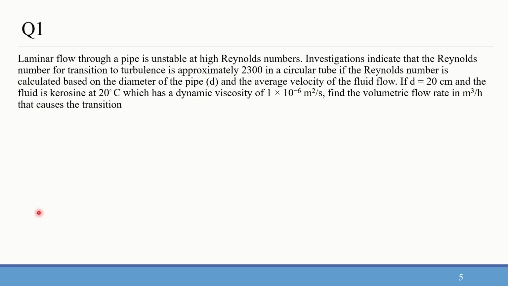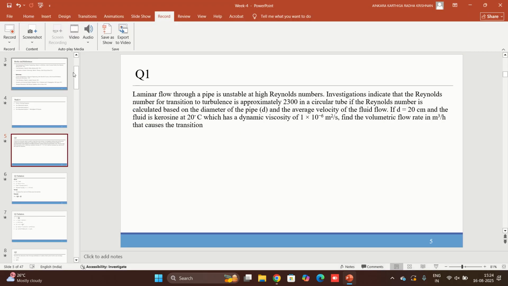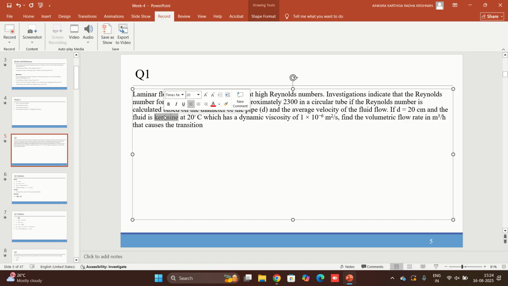What is given in the question? In the question it is given that the diameter of the pipe is 20 centimeter and the fluid is kerosene at 20 degrees Celsius, and its dynamic viscosity is 1 into 10 power minus 6 meter square per second.